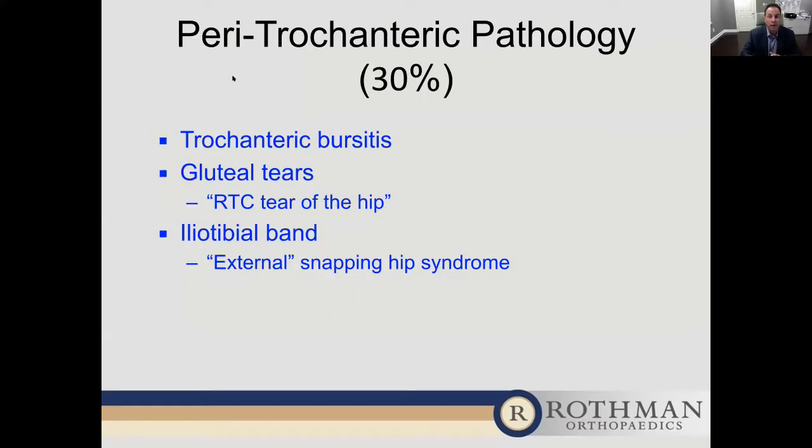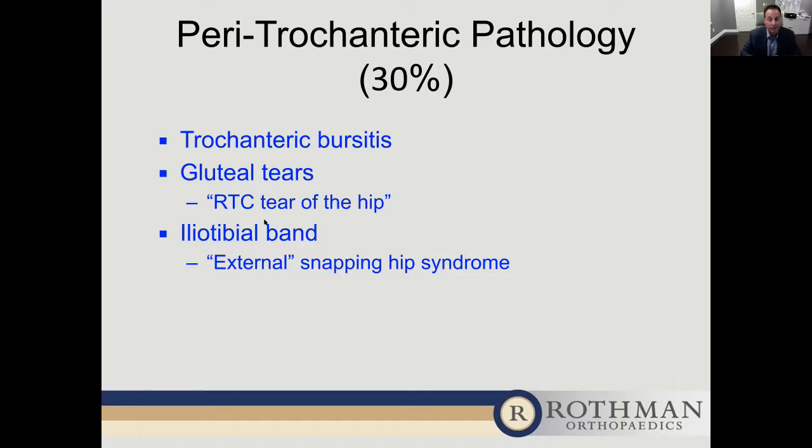Okay, so let's talk about peritrochanteric pathology. This is 30% of my practice. This is the trochanteric bursa, which sits on the outside of the hip. So that bump, the bone you feel on the outside of your hip joint, that's the trochanter. That's a very important structure because all the muscles that stabilize the hip joint attach to that trochanter. Gluteal tears are tears of the gluteus medius and minimus tendons. They are kind of like the rotator cuff of the shoulder, but of the hip joint.